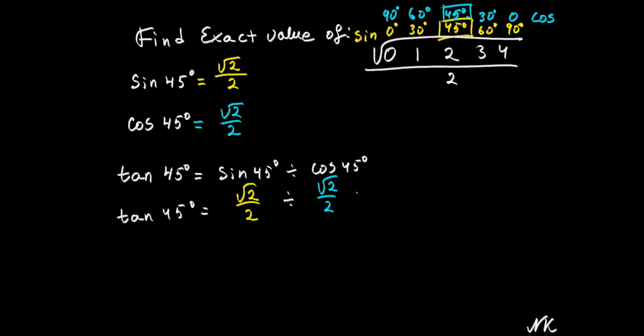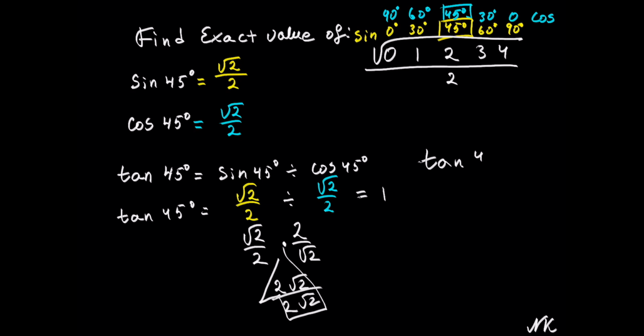Something divided by itself is always equal to 1, but we can simplify this division. We keep the first fraction radical 2 out of 2, change division into multiplication, flip the second fraction, we get 2 out of radical 2. Multiply numerators and denominators, we will get 2 radical 2 in numerator and 2 radical 2 in denominator. And this is something divided by itself, which is equal to 1. So tangent of 45 degrees is equal to 1.